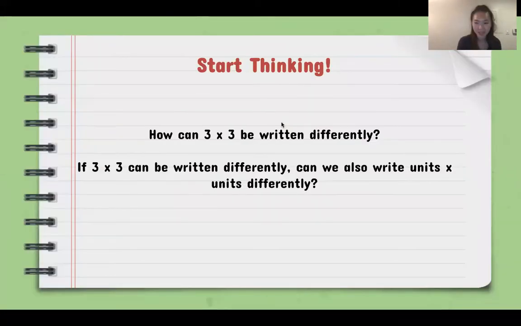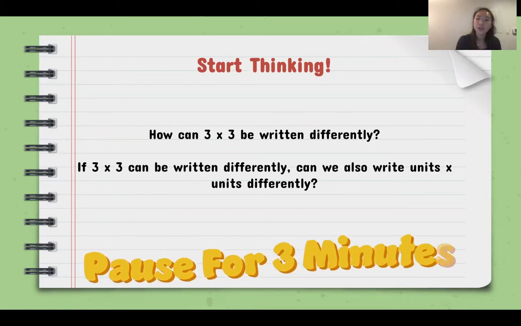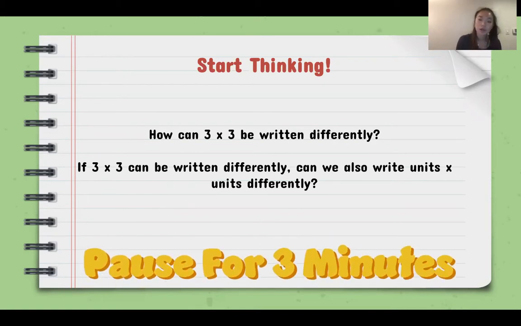So let's start thinking. How can 3 times 3 be written differently? Think about that mathematically and what other expressions we can use to describe 3 times 3. And if 3 times 3 can be written differently, can we also write units times units differently as well? I'm going to have you pause here for about 3 minutes so you can think about that answer, and we will come back with that.